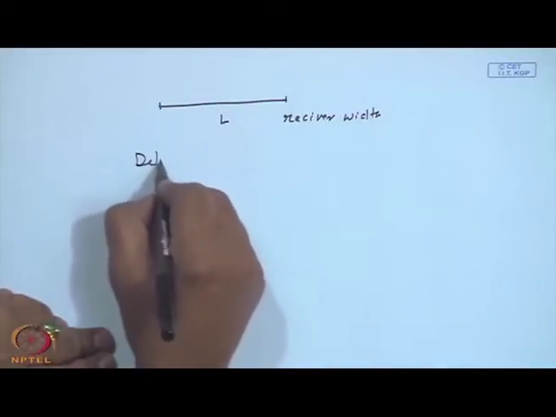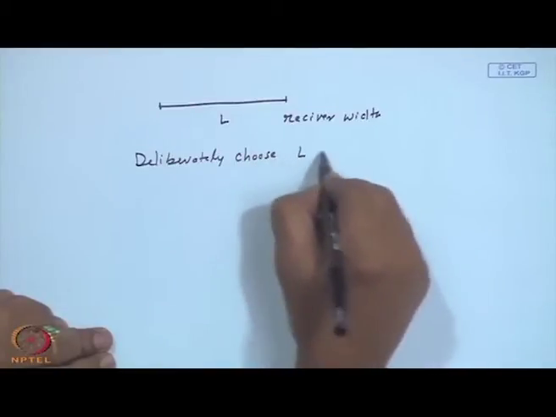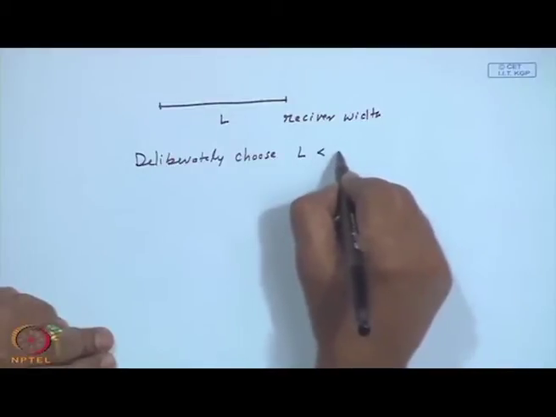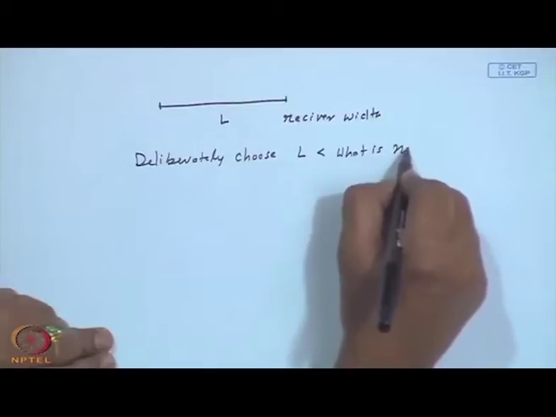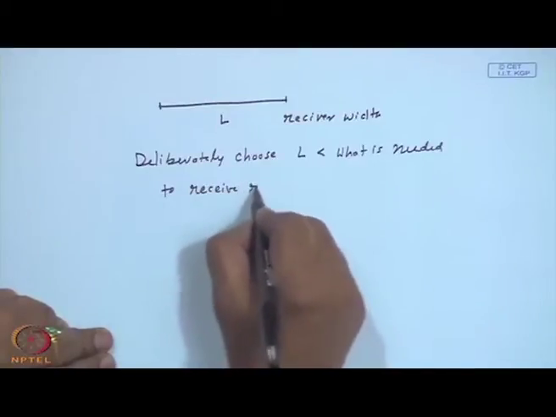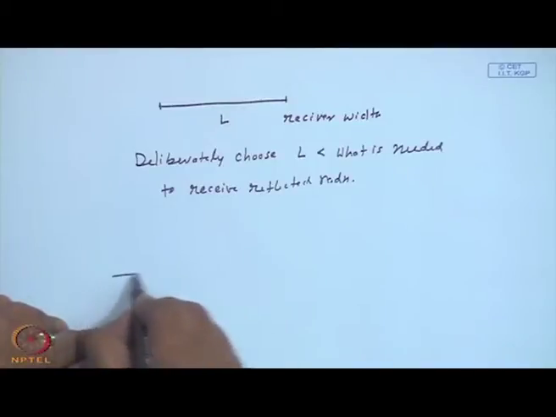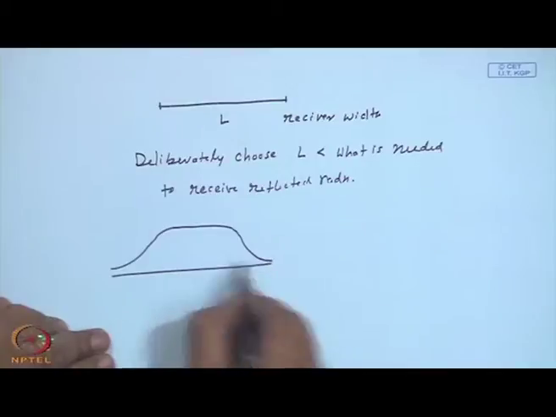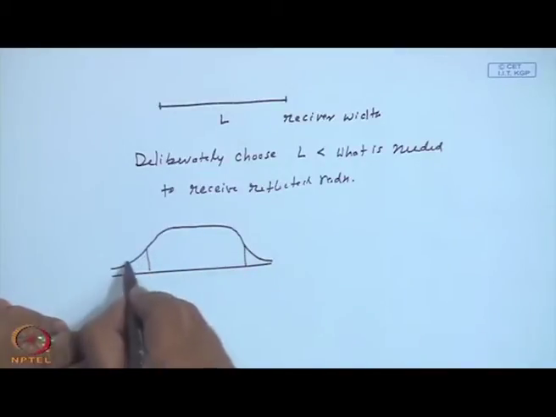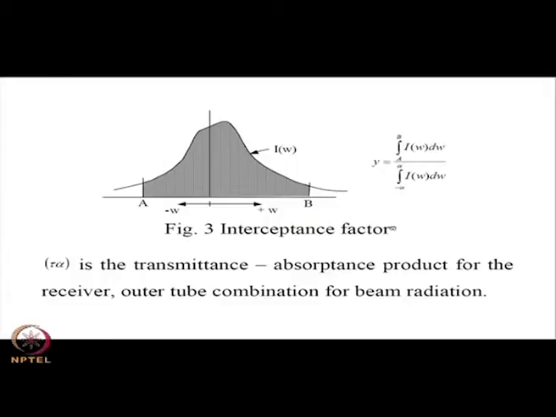we may deliberately choose L less than what is needed to capture, to receive reflected radiation. Because if you see the type of distribution that we are having over here, 90% of it may be in this. So, if I add this much and this much, I will be having a larger area for the heat losses to take place, though the absorbed or reflected radiation is relatively a small portion. So, we may deliberately truncate the receiver width to a certain value.